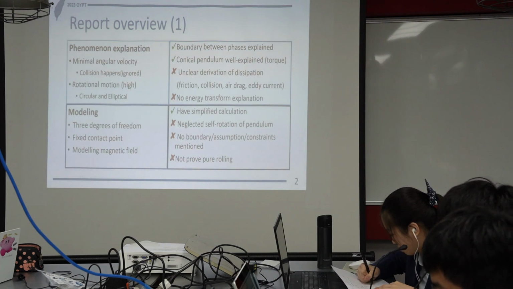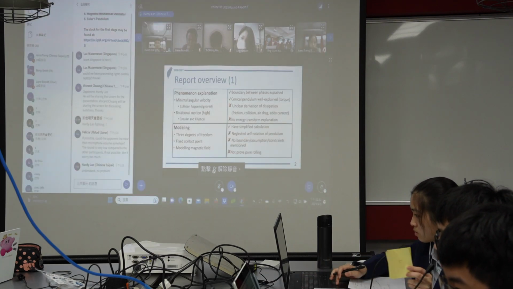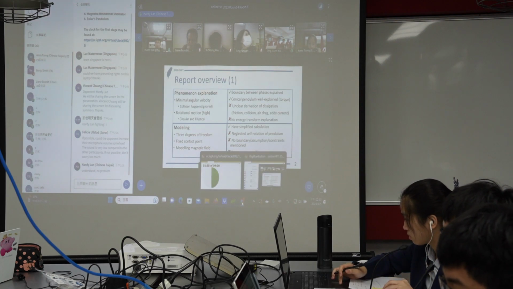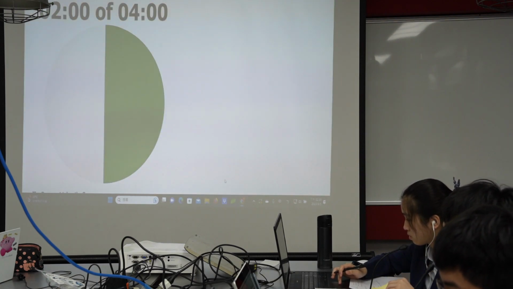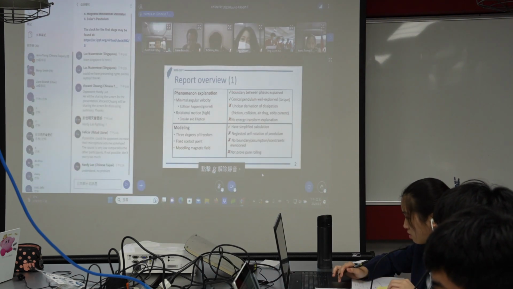For the improvements part, we believe that they can prove whether the pendulum is pure rolling or not by analyzing the angular velocity of phi and psi and finding the velocity difference. This can prove whether the motion is pure rolling or not.